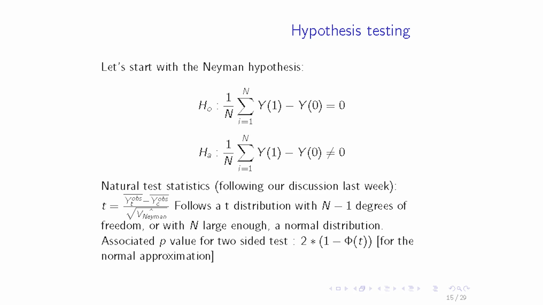So following our discussion last week, a very natural test statistic for this is going to be the difference in the observed outcome, treatment minus control, divided by the square root of the calculated Neyman variance. Okay? We know that it follows a t-distribution with n-1 degrees of freedom, and with n large enough, it can be approximated by a normal distribution. That gives you the associated p-value for a two-sided test for the normal approximation.